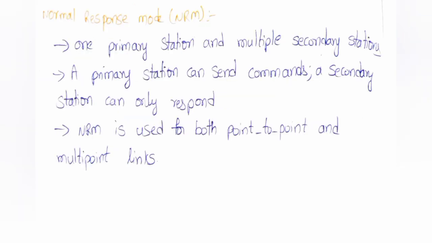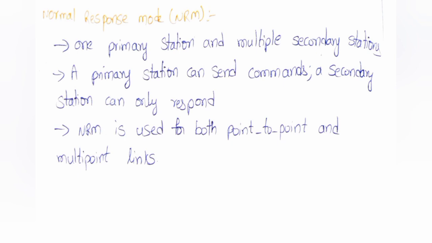The first one is normal response mode (NRM). So there will be one primary station and multiple secondary stations. A primary station can send commands. A secondary station can only respond to that command. And normal response mode is used for both multi-point links and point-to-point links.